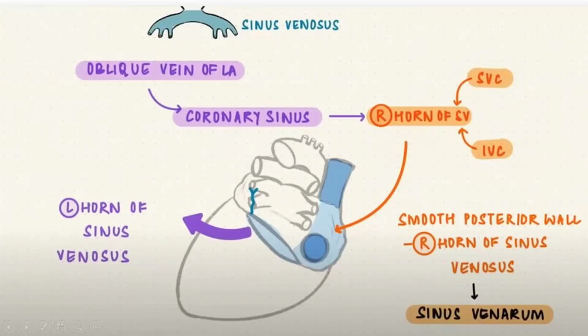Let us discuss still the smooth posterior part of the right atrium. It comes from the right horn of sinus venosus to form the sinus venarum. The right horn of sinus venosus will also give rise to the coronary sinus, also the oblique vein of Marshall, and also remember, superior vena cava comes from the common cardinal vein, inferior vena cava comes from your vitelline vein.